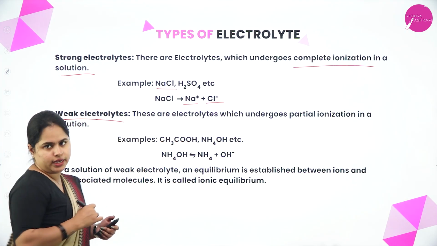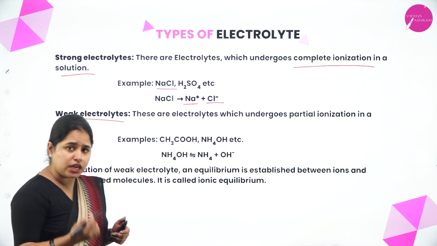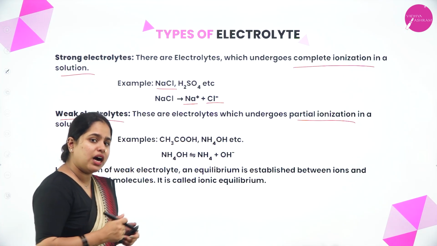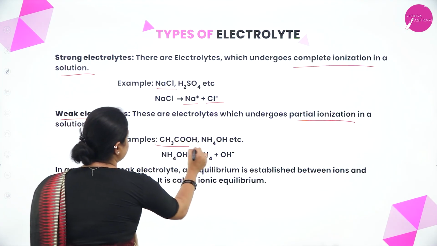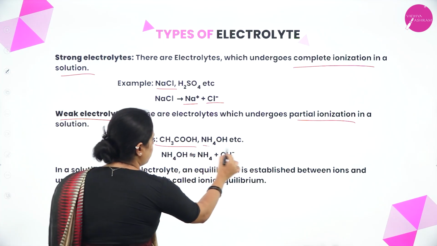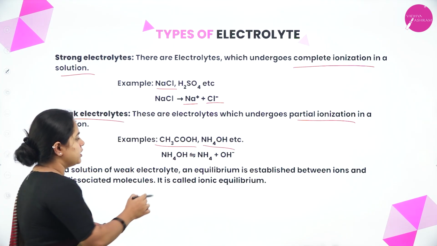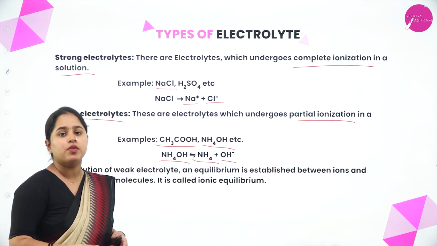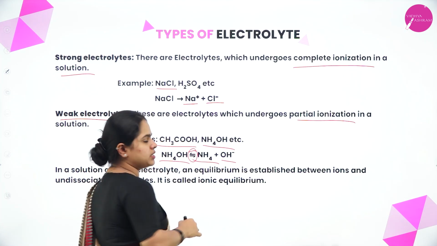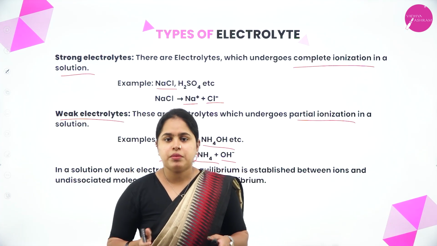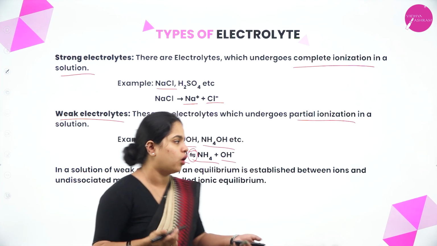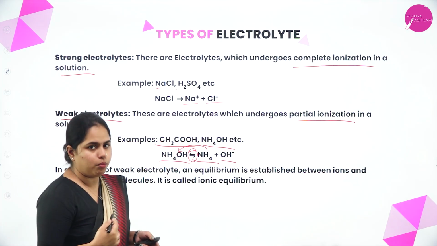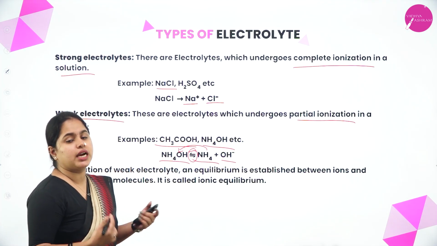Then you have weak electrolytes. These are electrolytes which undergo partial ionization. They do not undergo complete ionization into constituent ions. For example, we can take CH3COOH or NH4OH, ammonium hydroxide. NH4OH will dissociate into NH4 plus and OH minus. At the same time, you can see that a reversible sign is shown here. At the same time, the ions will combine and form the compound. From NH4 plus and OH minus, NH4OH will also be formed back, and an equilibrium is attained between these two.